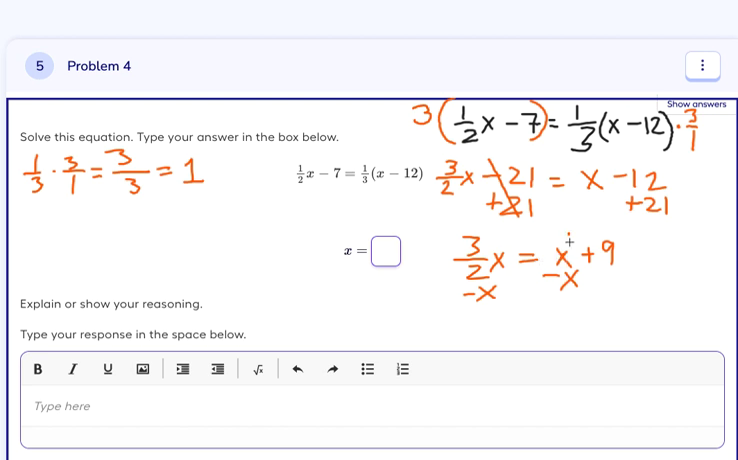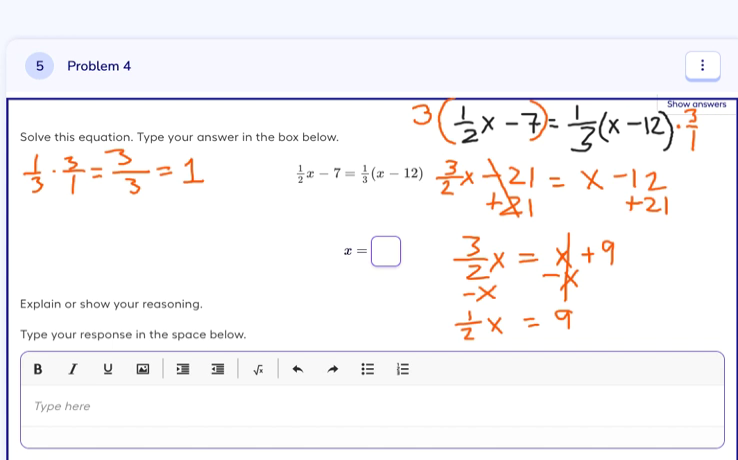So x minus x is 0, so now that's gone. So on the right side, we just have that it equals 9. And then if you have 3 halves x and you take away x, then you just have half x. Or in other words, 3 divided by 2 is 1.5. So if you had 1.5x and you took away 1x, you just have 0.5x or half x.